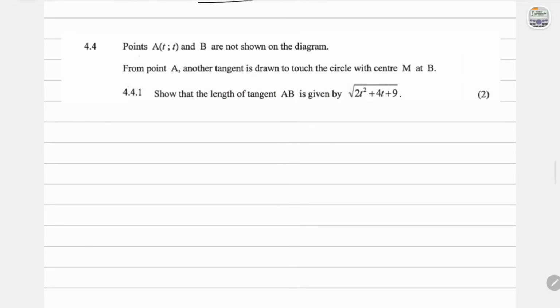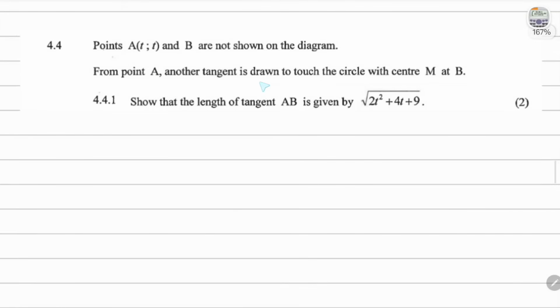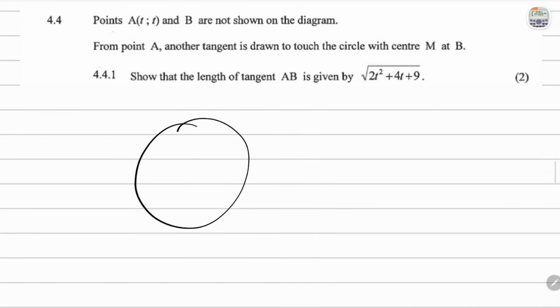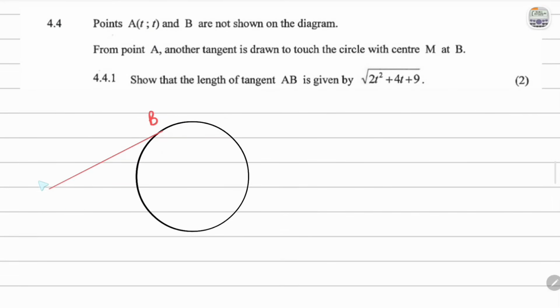Question 4.4 says points A and B are not shown on the diagram. From point A, another tangent is drawn to touch the circle with center M at B. So if we have our circle, this tangent is coming from a point A. So it's coming like that, could be in any direction. Let's say it did this. And it's going to touch the circle at this point B. And they told us that A is T and T.